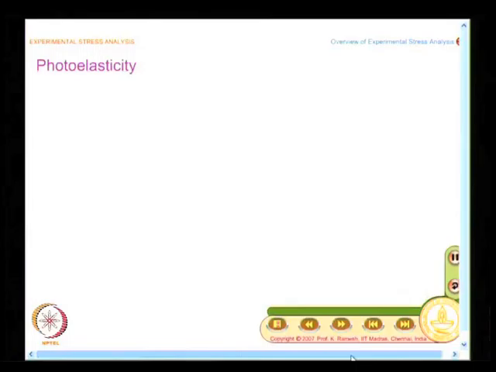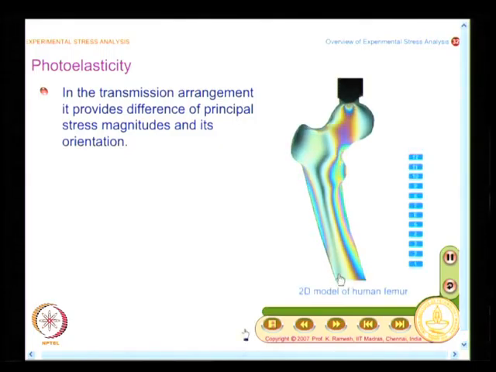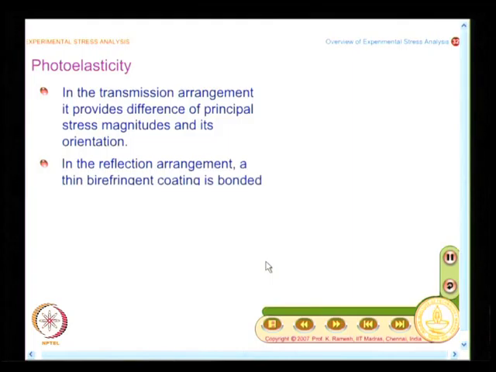Let us continue our discussion on the overview of experimental stress analysis. Now we move on to photoelasticity. Right now we will confine our attention only to the physical principle. You have a transmission arrangement, which we had seen in the beginning of the lecture also, with a 2D model of a human femur analyzed by transmission photoelasticity, and you also have a reflection arrangement, which is useful for prototype analysis.